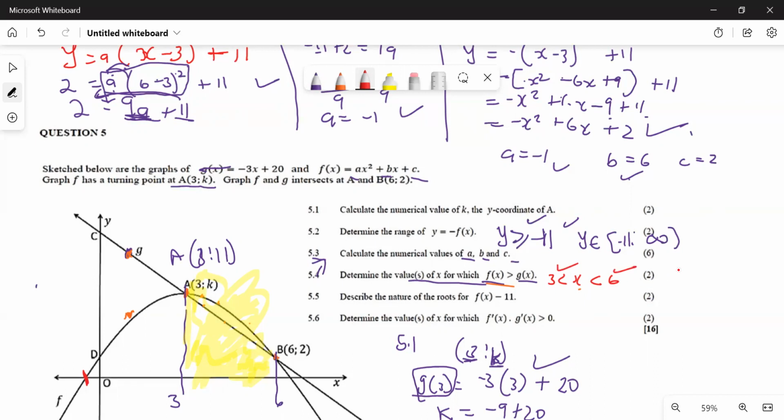If you didn't write it this way, you can write it using interval notation. You'll say x is an element, okay? From 3, okay? Up until you get to what? To 6.